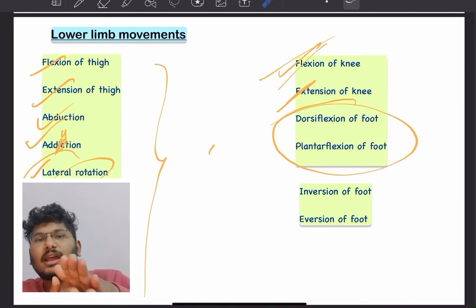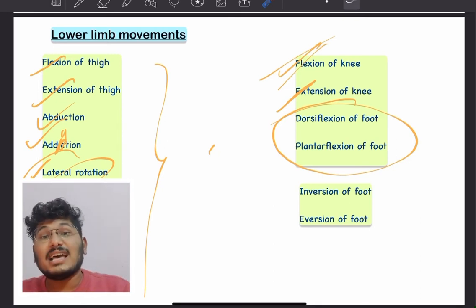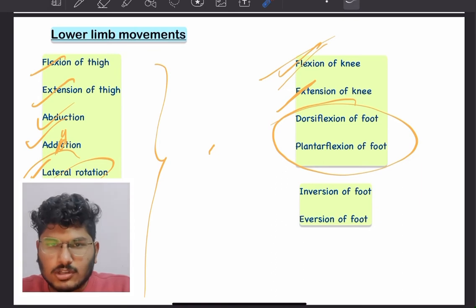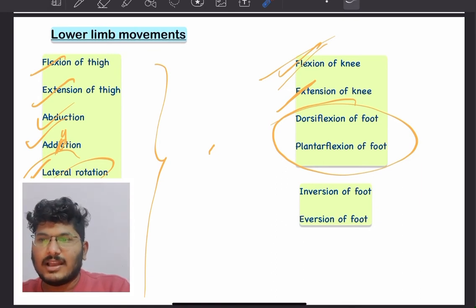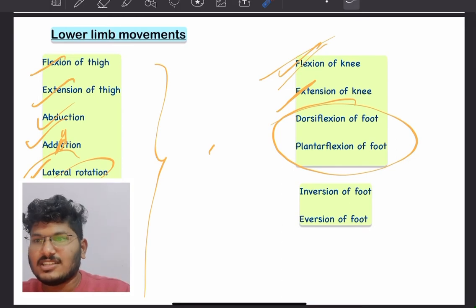Similarly, this is the normal anatomical position; if I am trying to stand on the lateral borders of my foot, that is standing like this, it is called eversion of the foot. If possible, we'll make some demonstration videos later and we'll be uploading. Defining these movements is also very important, which is very easy if you are able to imagine these movements.